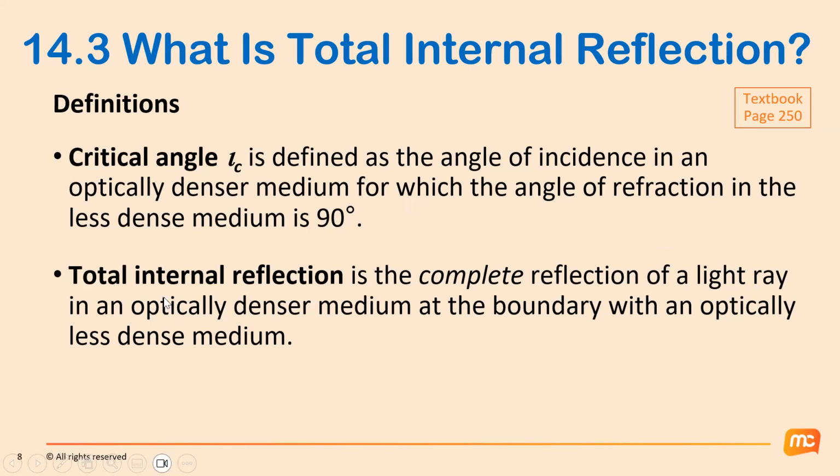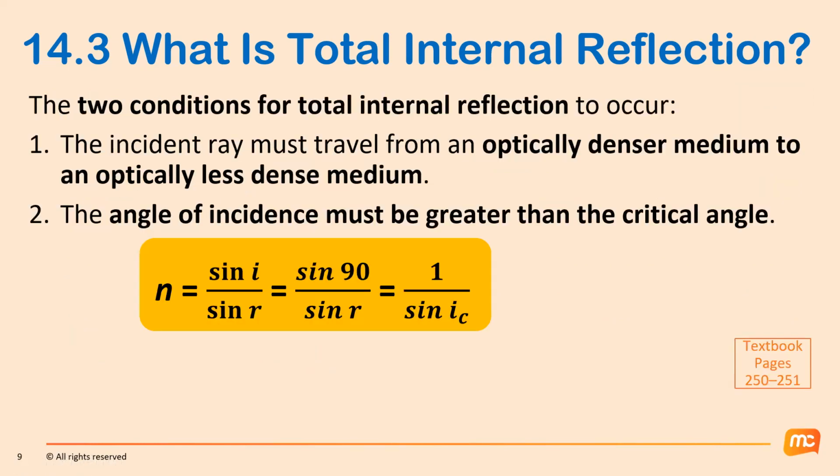And then what's the definition of total internal reflection? It is the complete reflection of a light ray in the optically denser medium, because this light ray is happening in the optically denser medium at the boundary with an optically less dense medium. It must be going from denser to less dense. So there are always two conditions that must be met in order for TIR to take place.